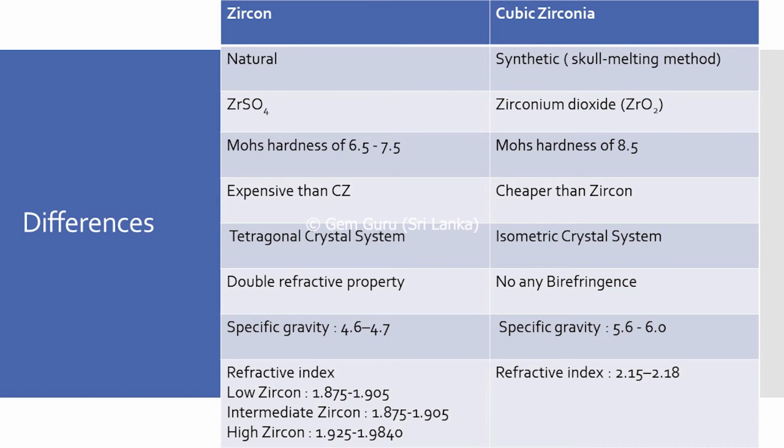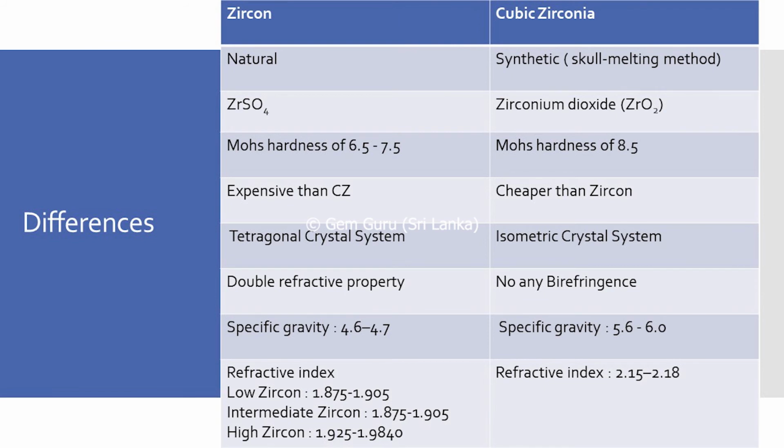Zircon has a double refractive property, and since cubic zirconia belongs to the cubic or isometric crystal system, it doesn't have any birefringence or double refractive property. Specific gravity also differs between zircon and cubic zirconia, because for zircon, the specific gravity is around 4.6 to 4.7, while for cubic zirconia it is 5.6 to 6.0.